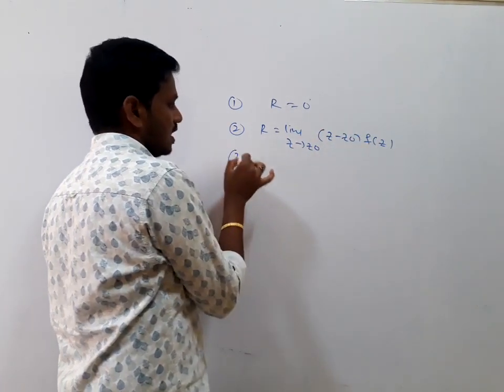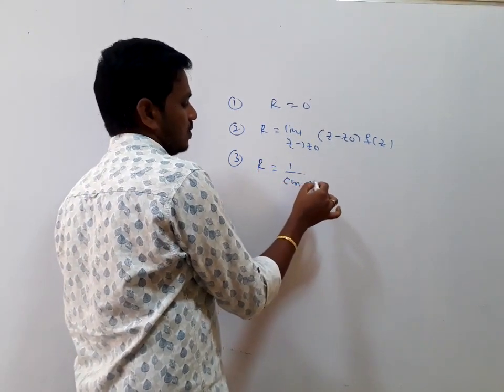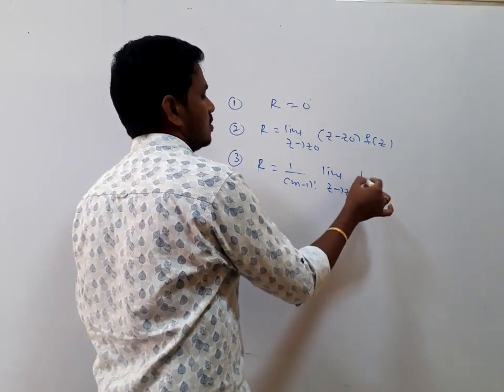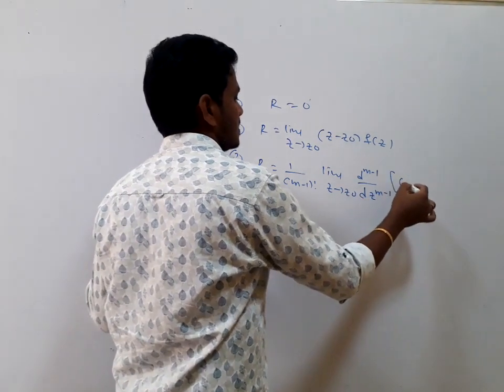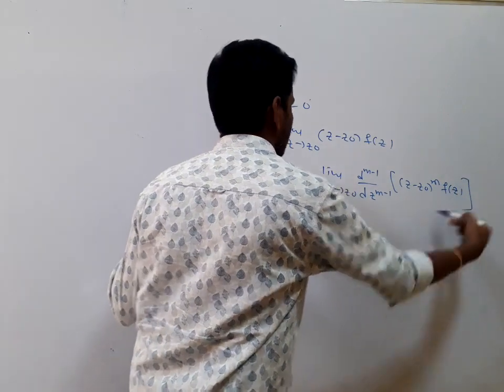If z naught is a pole of order m, then the residue is equal to 1 by m minus 1 factorial, limit z tending to z naught, of d to the power of m minus 1 divided by dz to the power of m minus 1, of z minus z naught all to the power of m into f of z. This is the formula.